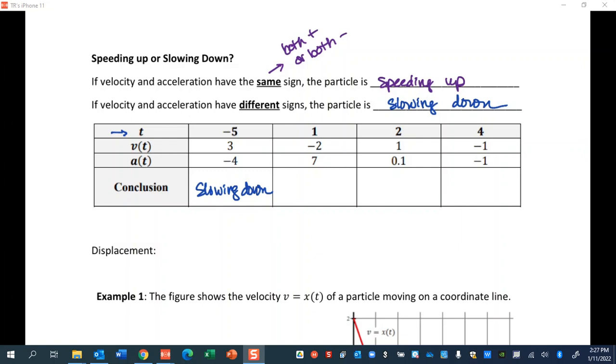All right, with your partners, do the next 3. Talk about it and see if you can conceptualize it. Go ahead.